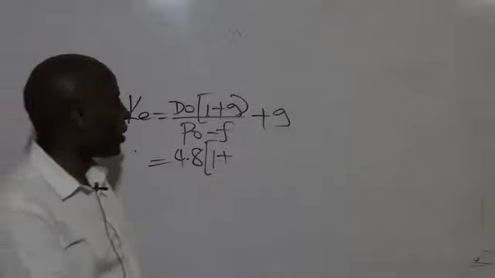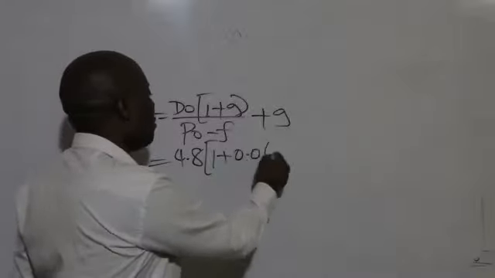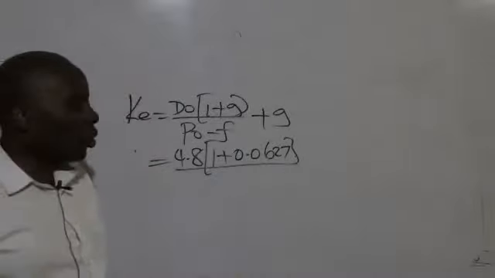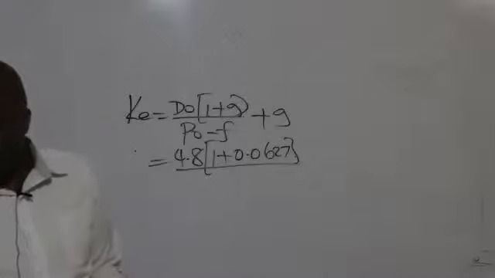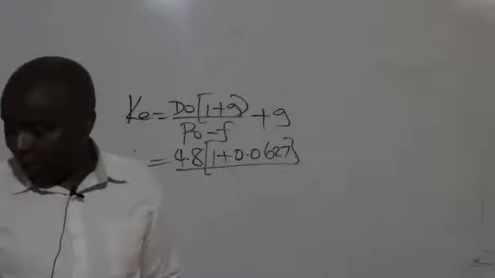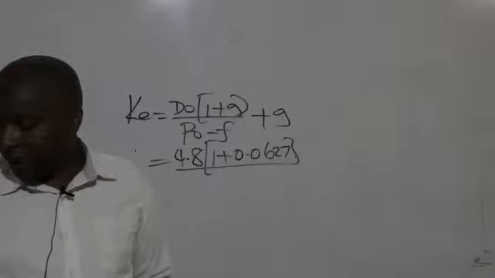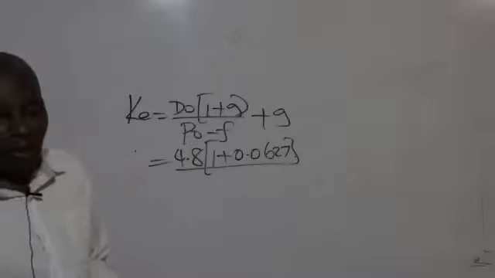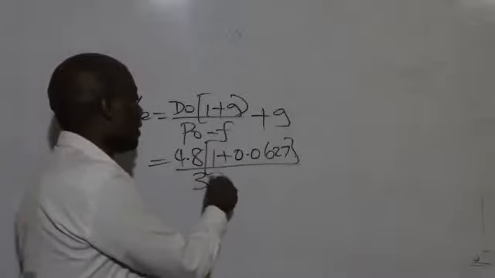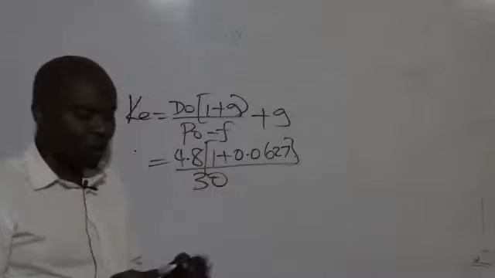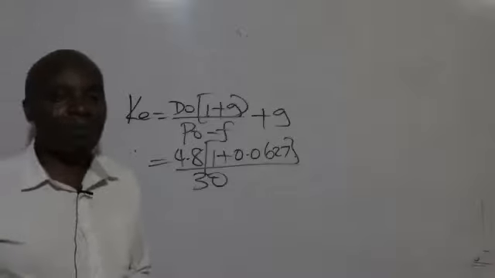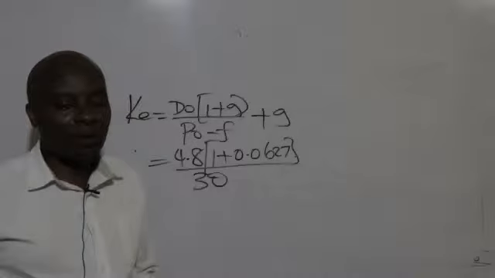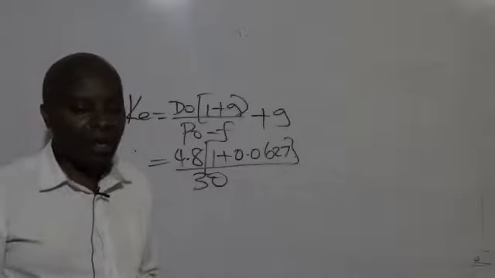6.27. Thank you very much. So plus 0.0627 all over P0. P0, ladies and gentlemen, is the current market price per share. The current market price per share is 30. There's no flotation cost.